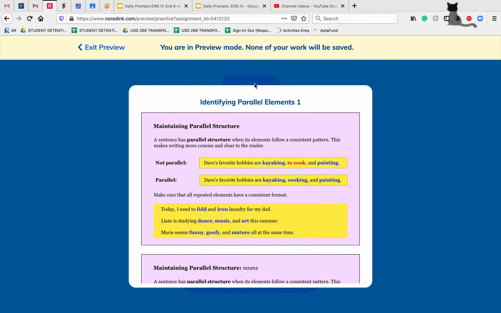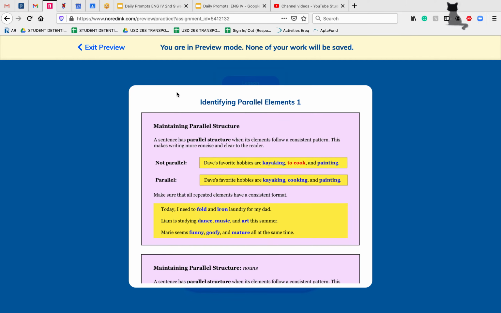So parallel structure just means we want things to follow a consistent pattern. If you think about parallel lines in math class, these are two lines that have the exact same slope that will never touch. They match each other, even if they're not the exact same line. So we're looking at that same kind of principle here in grammar. For instance, I have Dave's favorite hobbies are kayaking, to cook, and painting. You can see how to cook doesn't really match the structure of kayaking and painting. So we want to make it an ing word so that we have consistent form as well.